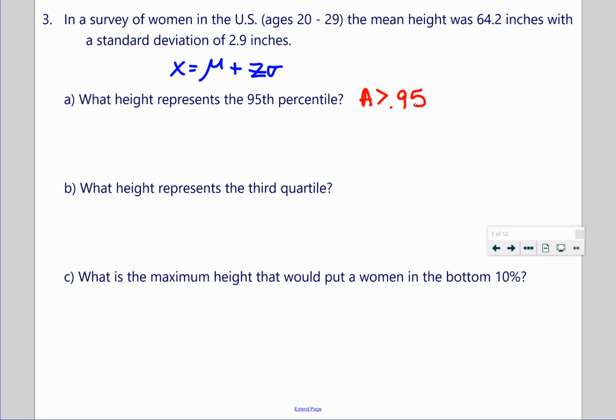So you should find 0.9505 is the one that's closest to that, and that is the z-score 1.65. Okay. Then we're going to use that in our formula. So to get our x, our height, our mean, 64.2, plus our z-score, 1.65, times the standard deviation, 2.9. And then you type it in.